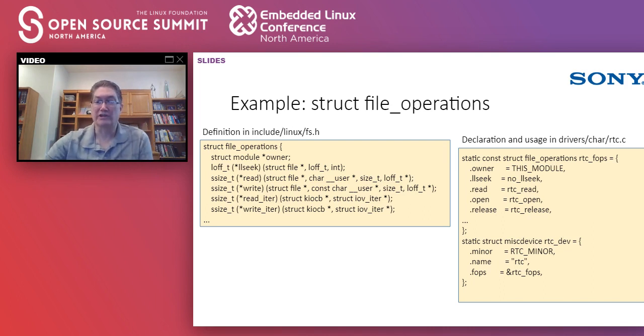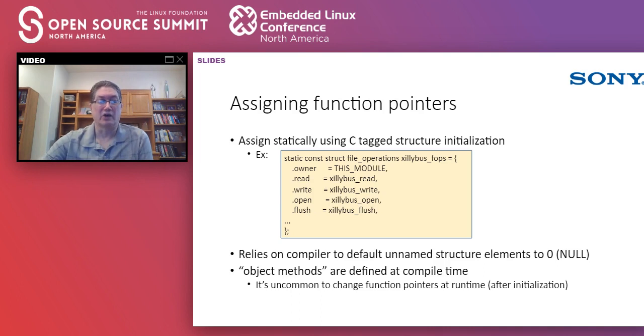Now, just a note here, let's talk about assigning. The function pointers are assigned using a relatively new C tagged structure initialization. So that means you can assign as many functions as you need out of the total list of functions. In this case, I think the RTC driver defined maybe 10 or so of the routines for file operations.